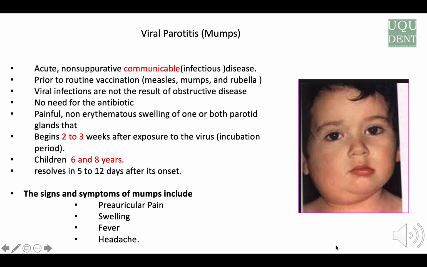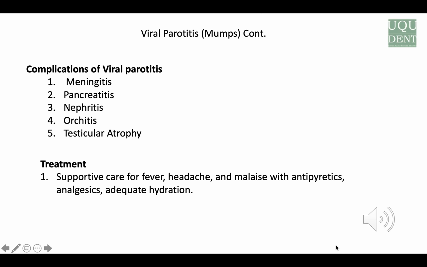Mostly it happens in children from 6 to 8 years, and it resolves in 5 to 12 days after its onset. The signs and symptoms are pain, swelling, fever, and headache. You need to know the complications of viral parotitis. It can cause meningitis, pancreatitis, nephritis, orchitis, and testicular atrophy. So the treatment is supportive care for fever, headache, and malaise, by giving antipyretics for fever, analgesic for pain, and adequate hydration.